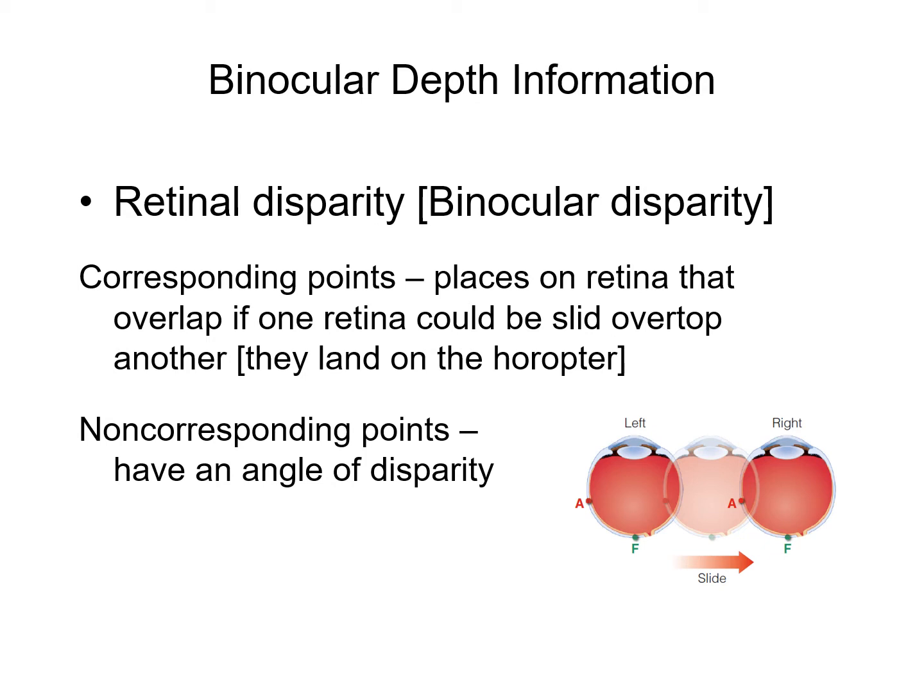And there are also non-corresponding points, which have some angle of disparity. So if I take one retina and slide it over the other, they're not landing on the same place. And in fact, from that horopter, that place where they're overlapping, they have a particular angle of disparity, a particular angle of difference.